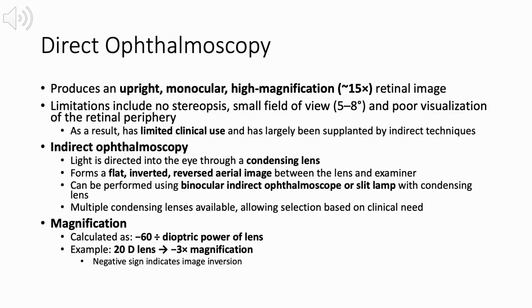Indirect ophthalmoscopy addresses many of these limitations by directing light into the eye through a condensing lens, creating a flat, inverted, and laterally reversed aerial image between the lens and the examiner. This can be performed using a binocular indirect ophthalmoscope or at the slit lamp with a condensing lens, with multiple lens options available to tailor the examination to clinical needs. Magnification is determined by the dioptric power of the condensing lens and is calculated as -60 divided by the lens power. For example, a 20 diopter lens provides approximately 3 times magnification, with the negative sign indicating image inversion.